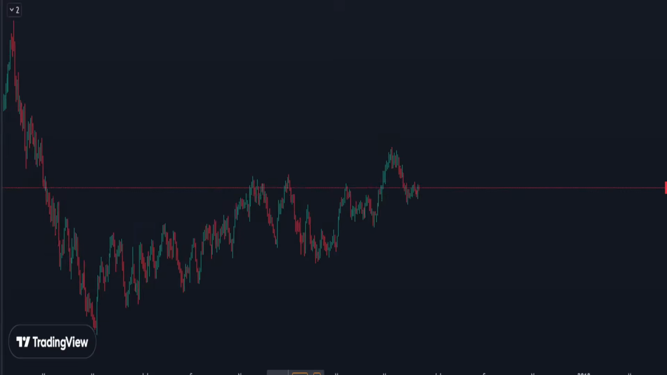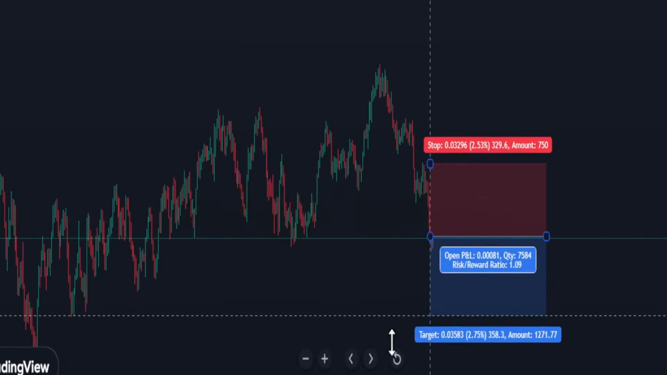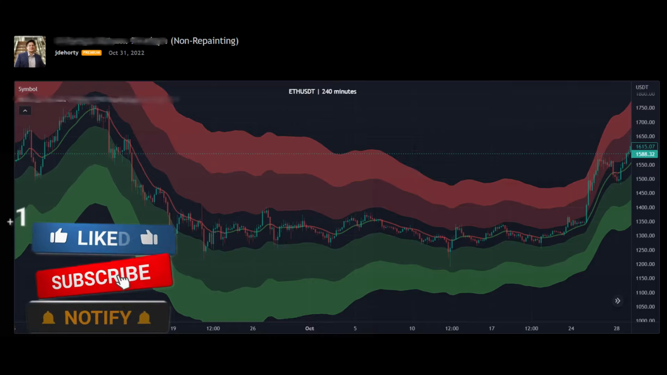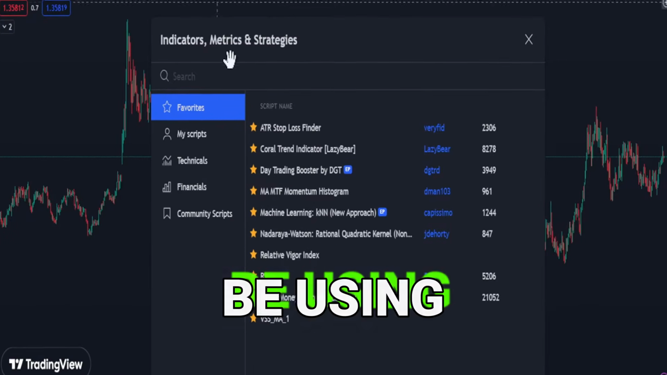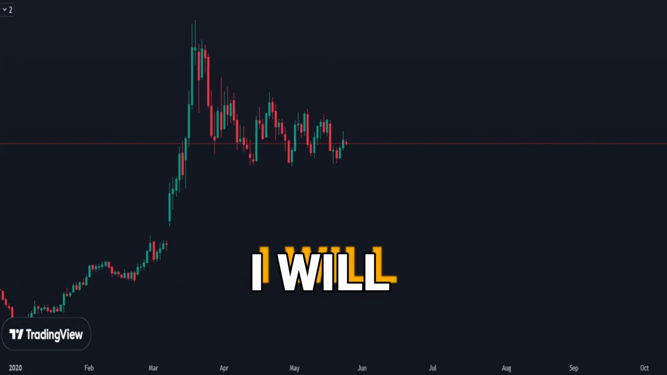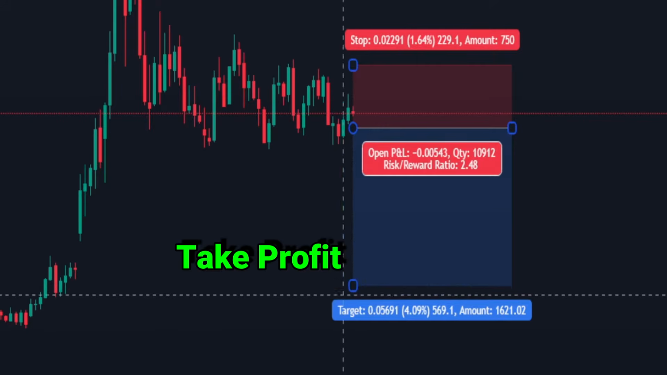Hello, traders. I will show you a non-repaint, very accurate 5-minute trading strategy. This indicator was initially created by Lux Algo, but it was modified by the author to become a non-repaint indicator. I will be using 3 TradingView indicators for this algo trading strategy. I will teach you where to enter a trade, how to manage your risk, and where to cash out.